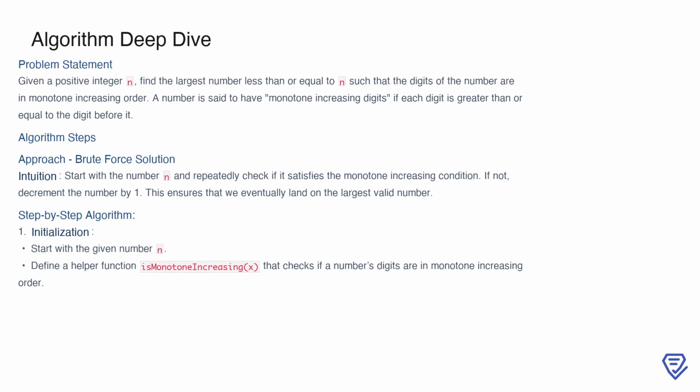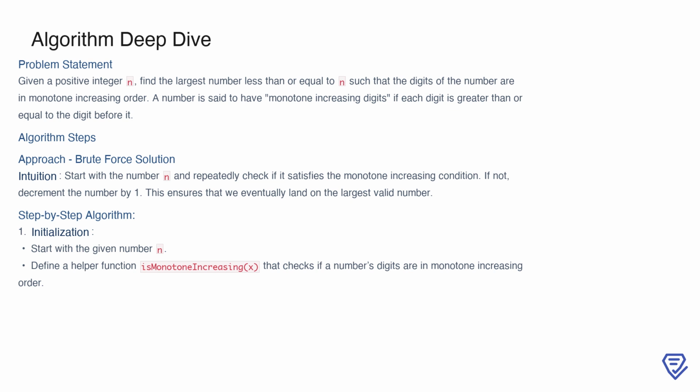The problem we are tackling here is to find the largest number less than or equal to a given positive integer, n, such that its digits are in monotone increasing order. This means that each digit in the number must be greater than or equal to the digit before it. For example, the number 123 has monotone increasing digits, but 321 does not because 2 is less than 3.